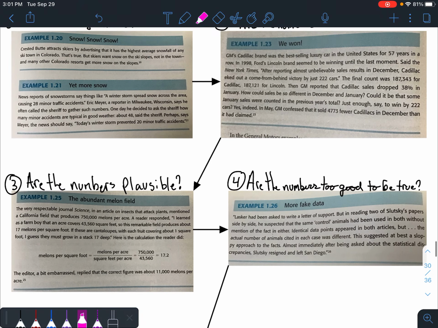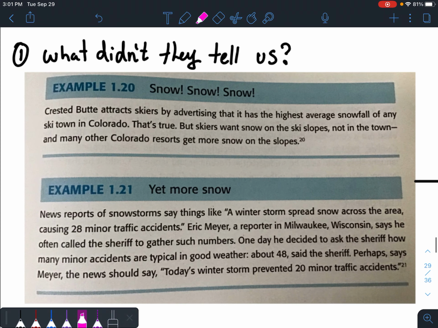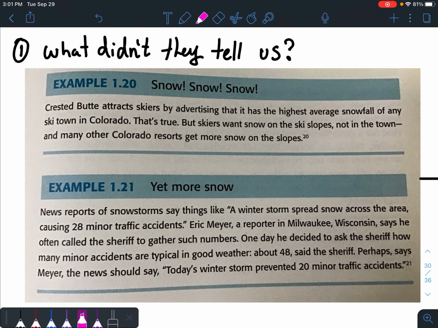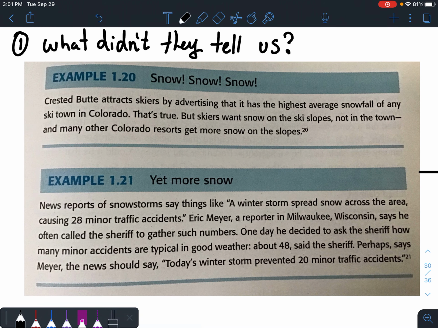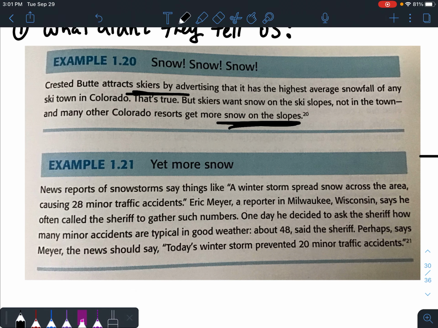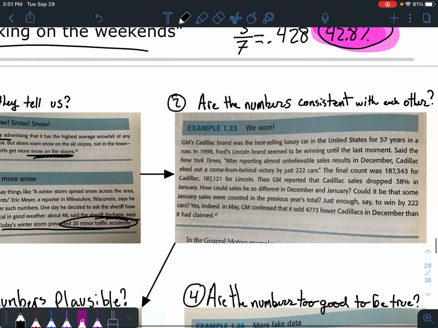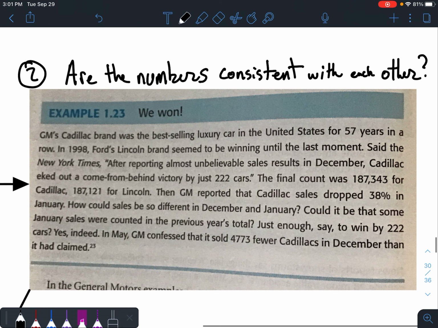So some more examples, and these are taken out of a textbook, so I'll give you a second to read them, or you can pause the video. You can pause the video, and we'll just talk about each one here. The first one is pretty self-explanatory, and the second one also. But the skiers are interested in the slopes and the snow on the slopes, not particularly in the town. And then with this second one, perhaps today's winter storm prevented 20 minor traffic accidents, talking about how many happen on a typical day. Are the numbers consistent with each other?